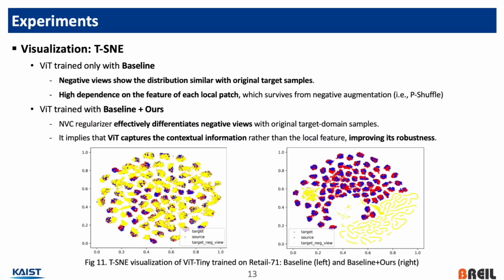Let's look at the t-SNE visualization results also. With ViT trained only with the baseline method, negative views showed a distribution similar to the original target samples. This result indicates a high dependence on local patch features from negative augmentation, though they're high accuracies. However, when trained with both the baseline and our NVC regularizer, ViT effectively differentiates negative views from original target domain samples. This suggests that ViT is capturing more contextual information and enhancing its robustness.